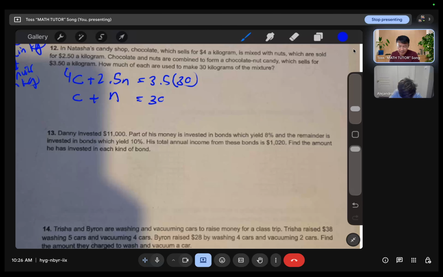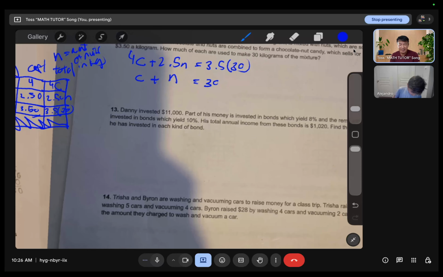13. Danny invested $11,000. Part of his money is invested in a bond, which yields 8%, and the remainder is invested in bonds, another one, which yields 10%. So you got an 8% bond and a 10% bond. His total annual income from these bonds is $1,020. Find the amount he invested in each kind of bond.